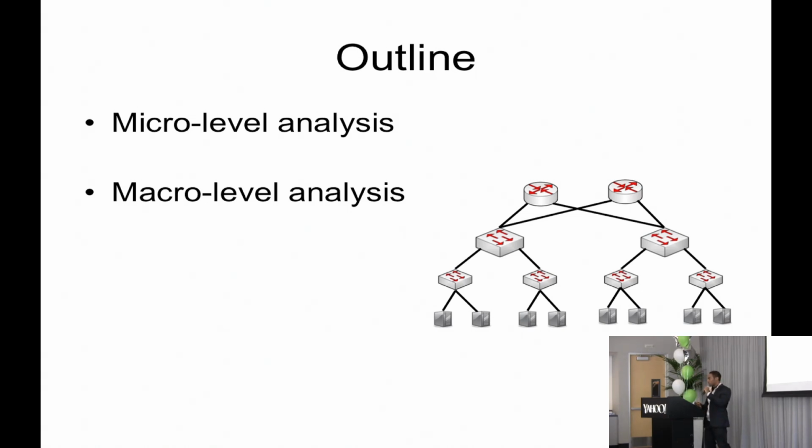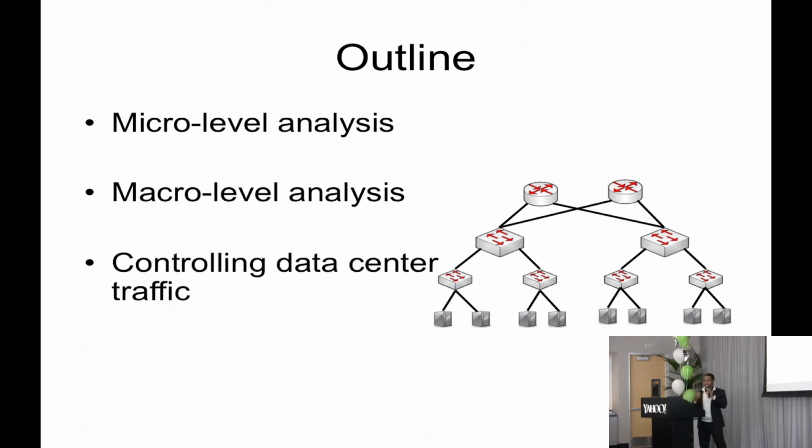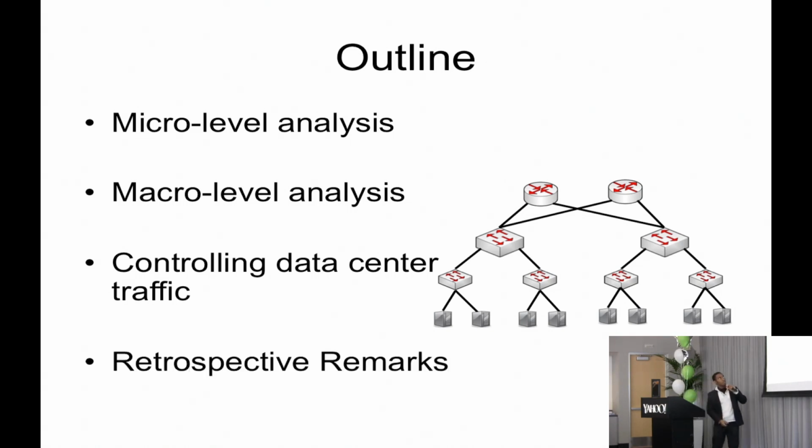And then finally, we'll talk very briefly about what you could do with some of the observations we have. So I'll show you a system that we built based on the observations. And finally, we'll have some retrospective remarks of, the world has changed in the last 2.5 years. How does this impact a lot of what we found? And what kind of new things do we expect to show up?